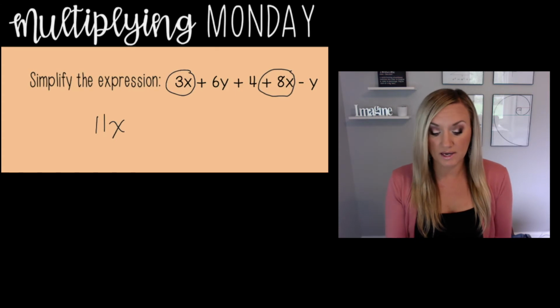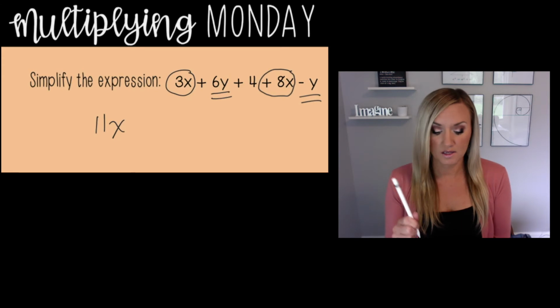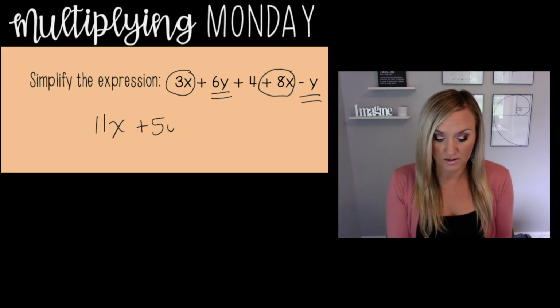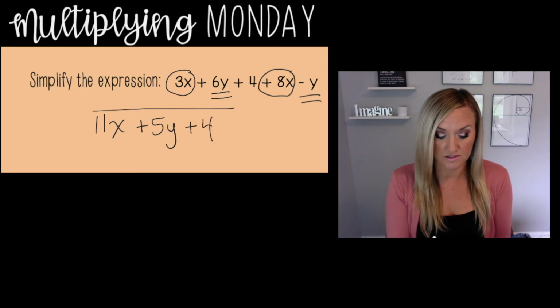And then next we want to identify the y's. So we have 6y and a minus y. So that would give us a plus 5y. And then we just have a 4, which doesn't have a like term. And so that is our final answer.